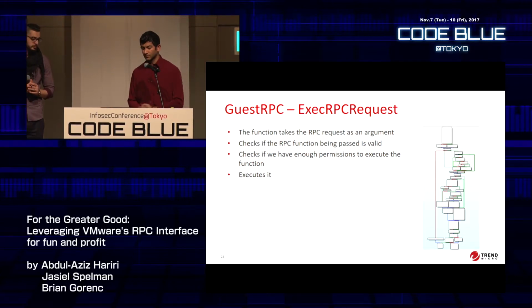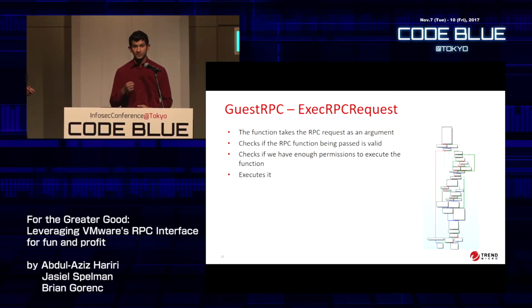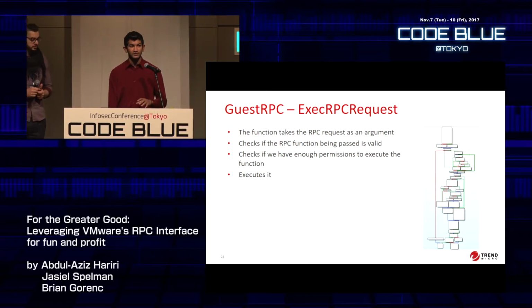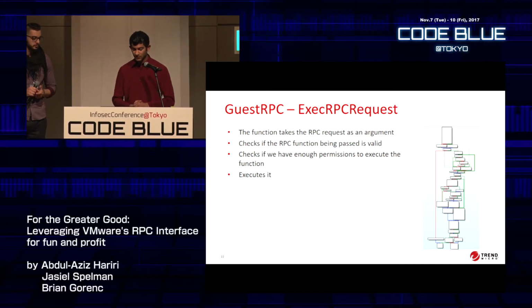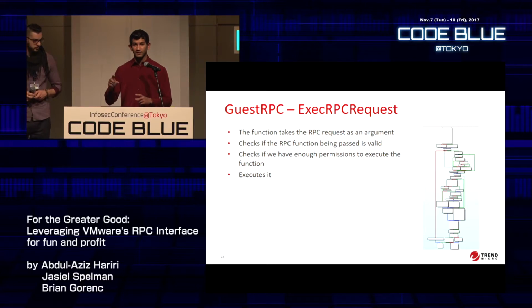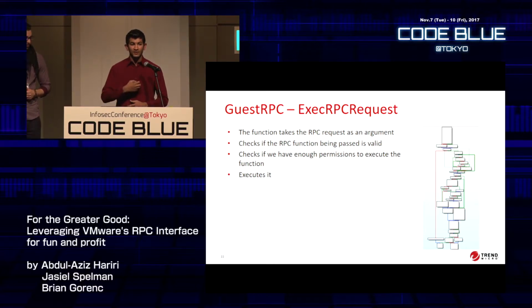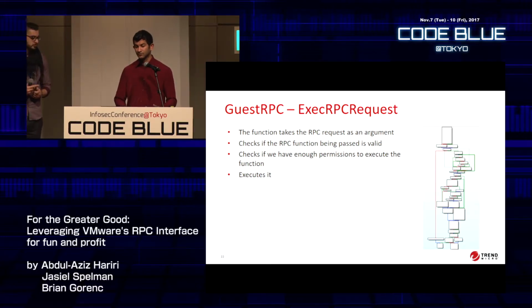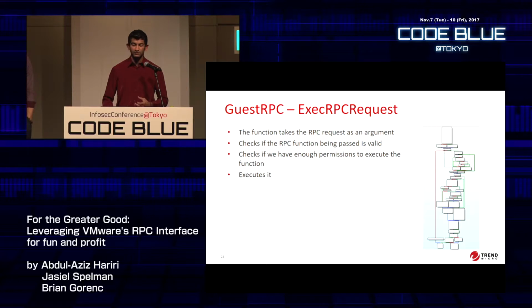This function is responsible for handling the RPC requests, and it does so by taking the request as an argument and then doing some validation, primarily by making sure that the RPC function we're requesting be invoked is actually valid, so that we're not accessing something out of bounds or anything like that. It also checks to make sure we have enough permissions to execute this function. An example being copy and paste goes through this, and if you in your VM have copy and paste disabled, but it's getting a request to access the clipboard, then this is going to deny it. Assuming all the checks go through, then it'll actually execute the requested function and then return the result.